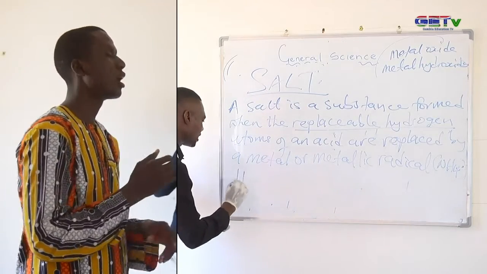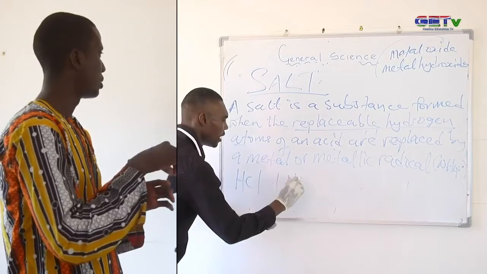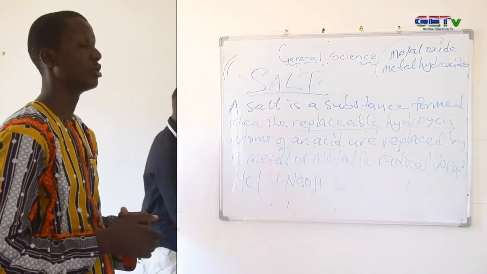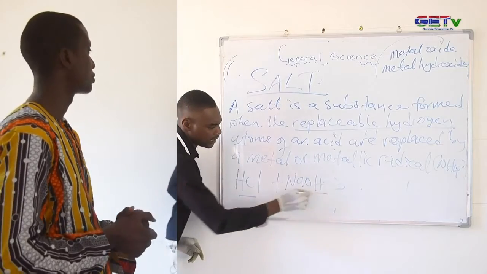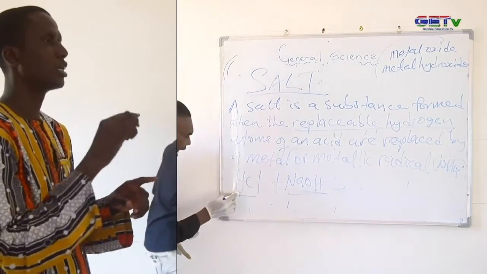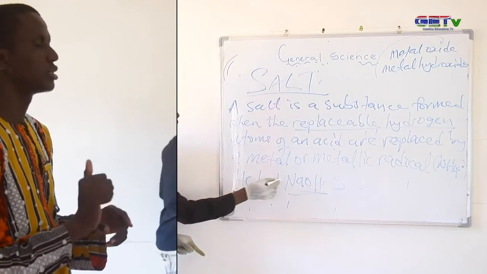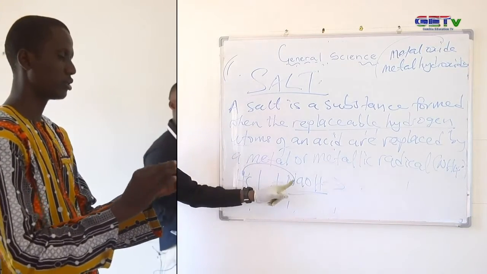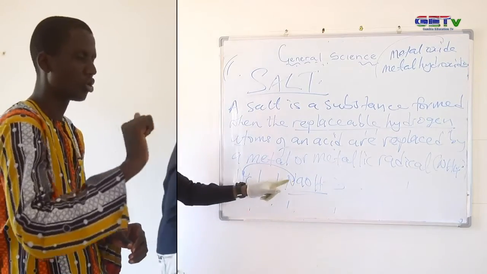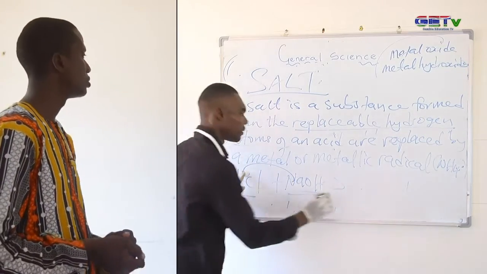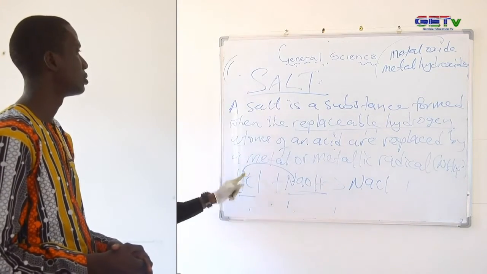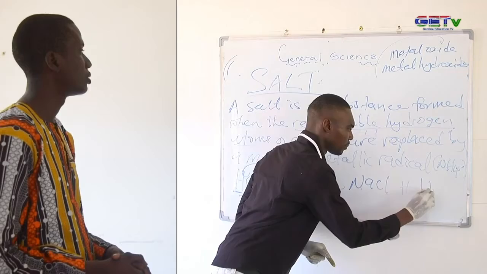We have HCl combined with NaOH. What is going to happen here now? This is acid and this is a base, and this base contains a metal. What will happen here now? This hydrogen atom of this acid will be replaced by this metal, and therefore consequently what will form is a salt. When this metal replaces this, now you are going to have what? Sodium chloride, and then you have water produced.